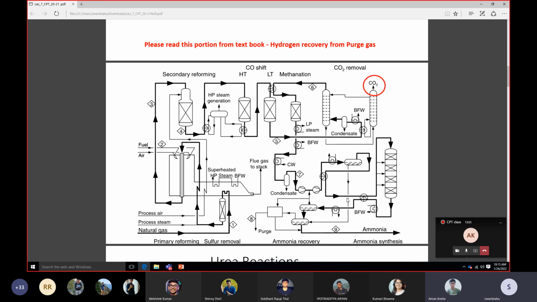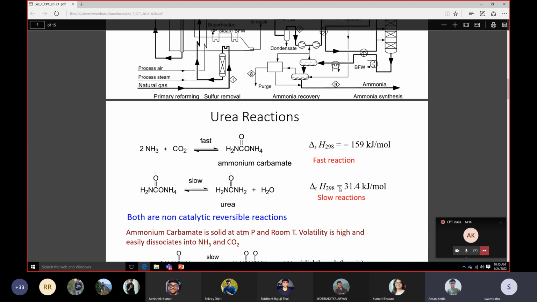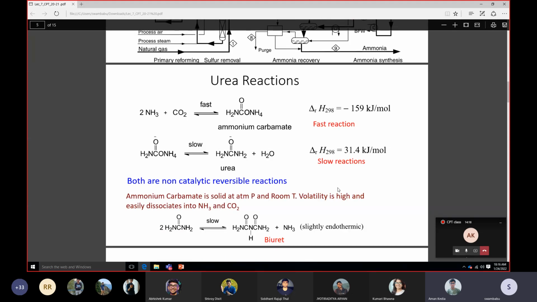So whatever was explained in bits and pieces is all given together in this flow sheet. You may get confused if you see a big flow sheet, but I have already explained it in small pieces. If you understand that, that will be sufficient to understand this. So today we'll move on to the urea production.